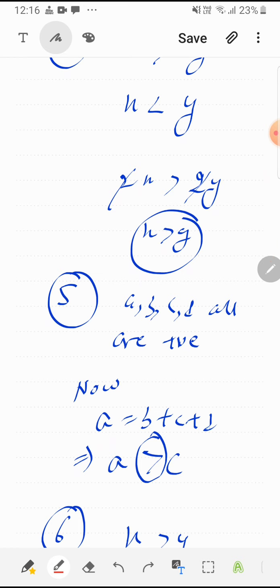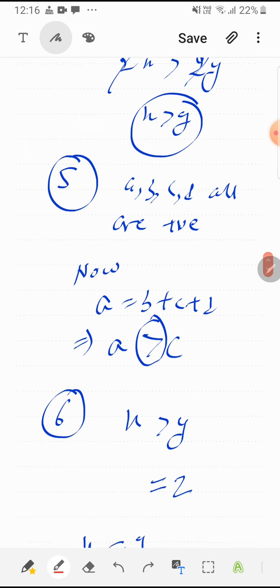Then suppose a, b, c, d are all positive and we have written a is equal to b plus c plus d, then obviously a is greater than c. That means we have no need to explain where b and d have gone. The sign is self-explanatory, that a is greater than c. That is why we have removed b and d.